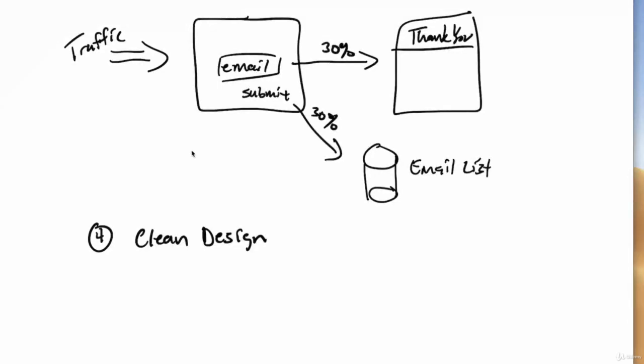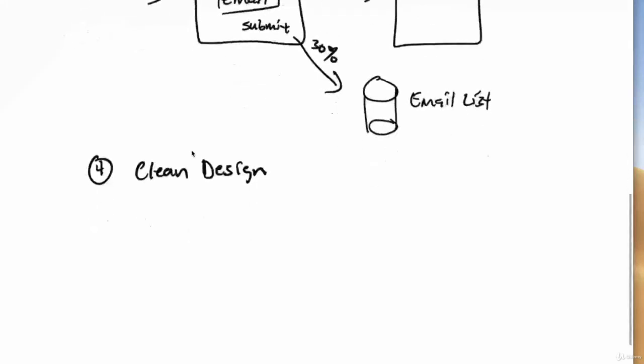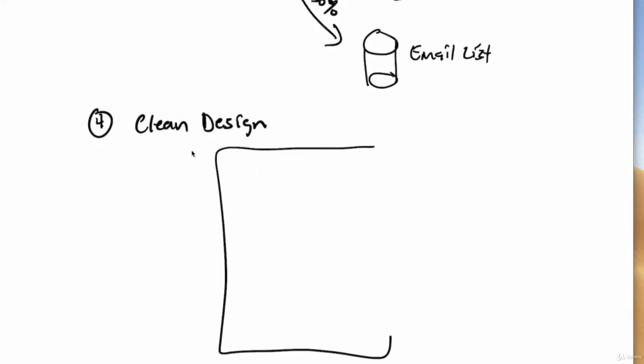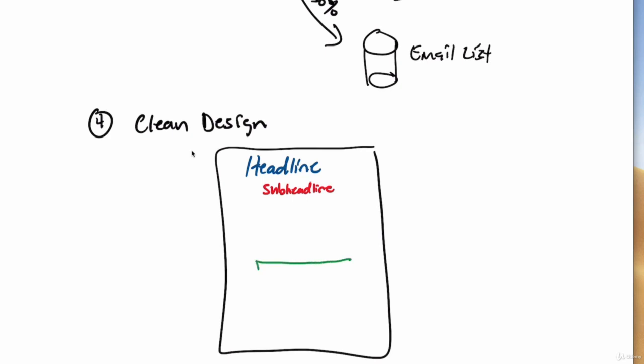Another thing that's important is have a clean design. You don't want to have an opt-in page that's super busy, okay? Your opt-in page should focus people directly on the messaging and the free thing you're giving away. So typically an opt-in page, when designed, is going to have a headline, okay? Then it's going to have a sub-headline, all right? Then it's going to have typically the email submit form, and then there's a little button, okay?